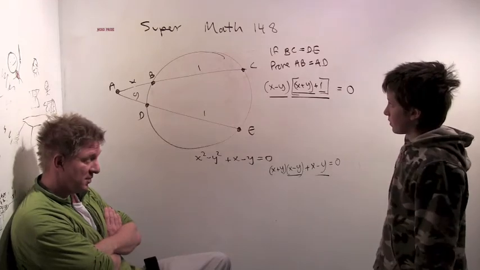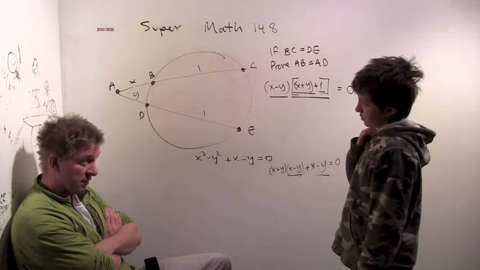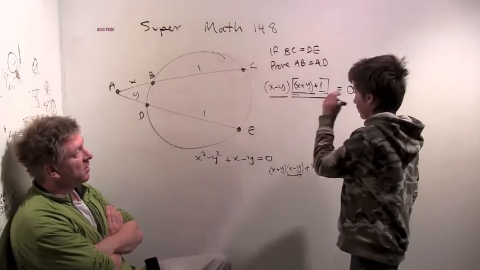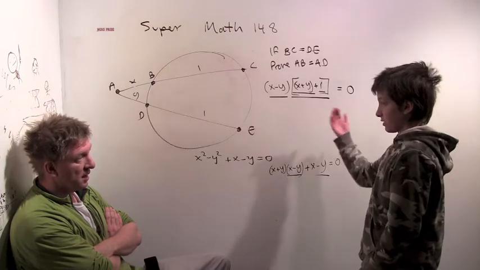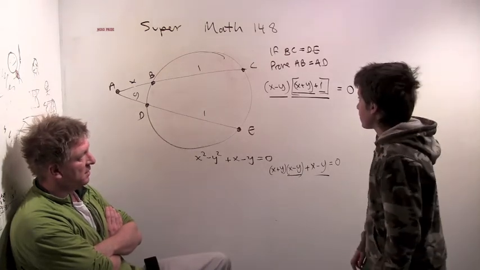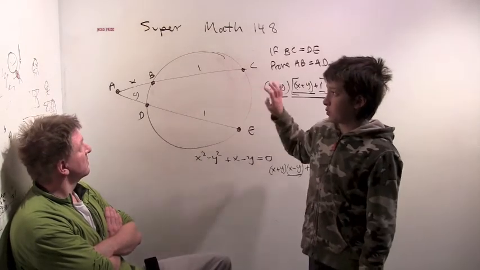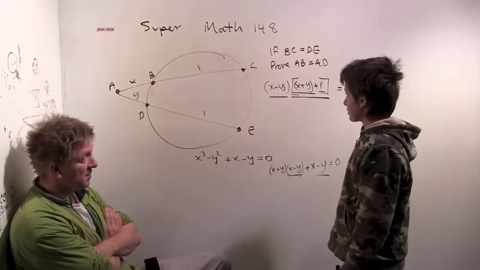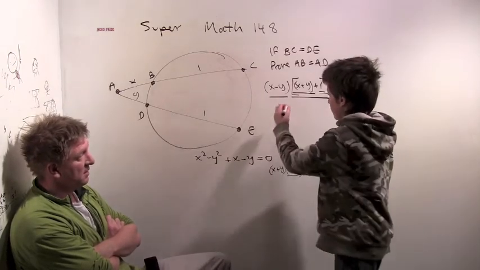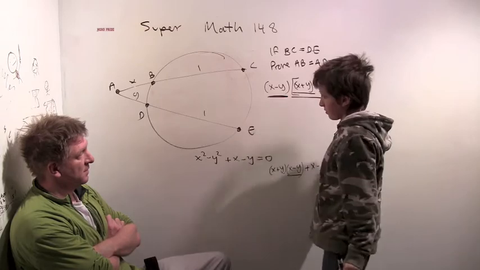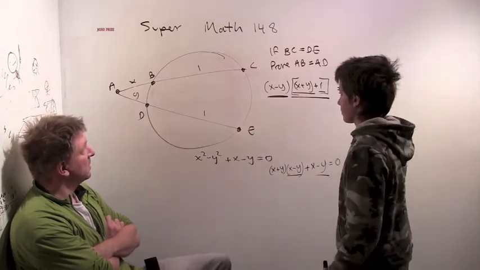If a product is equal to 0, one of the two terms has to be 0, or maybe both of them can be 0. But here we know it can't be 0 in this term. Why not? Because we're talking about distances, which are positive. So x plus y plus 1, we don't know what that is, but it's positive. So this has to be 0, which means x equals y. So that's pretty cool.